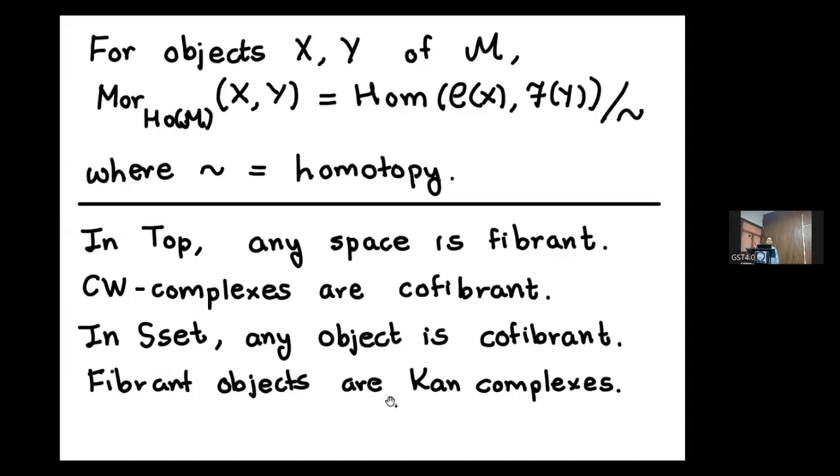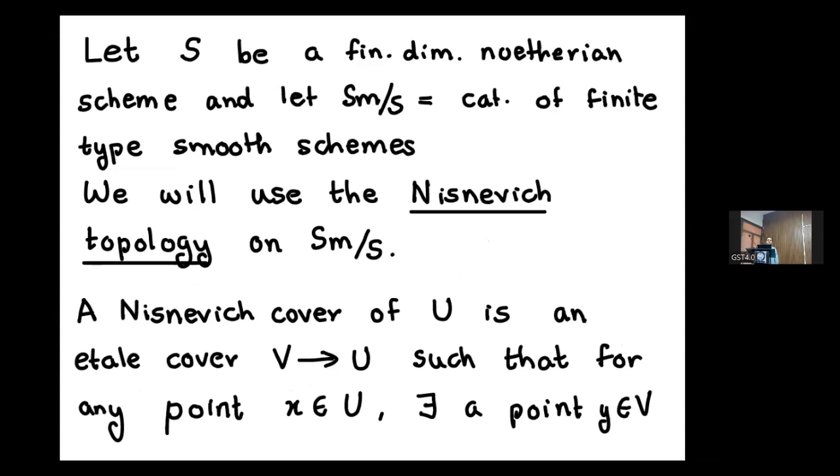So it is in this sense that this notion generalizes what we see in the category of topological spaces and the category of simplicial sets. Now that we have all this, let us go back to algebraic geometry and talk a little bit about where we are going to use this. I need to set up the context.